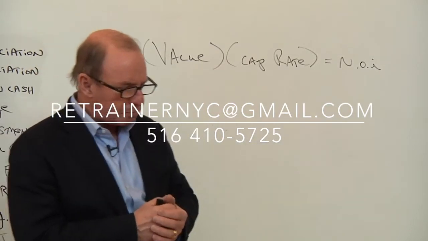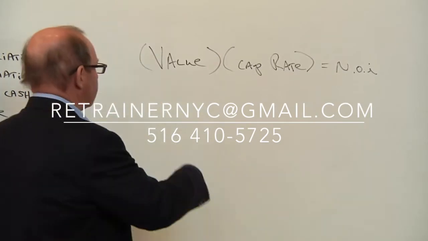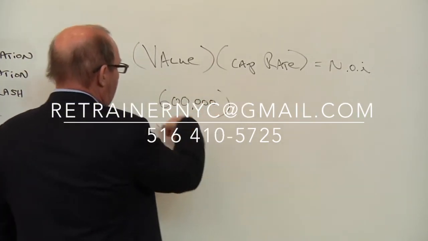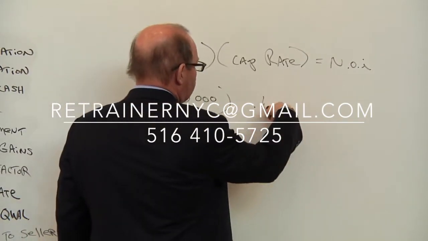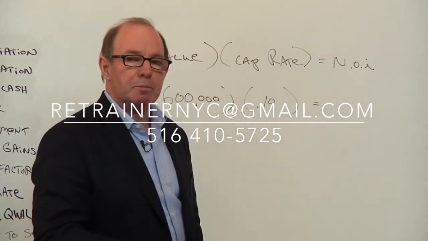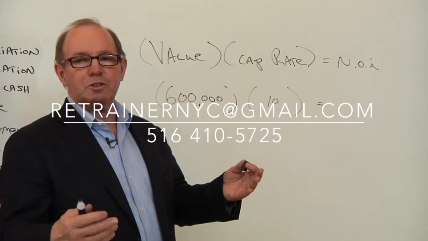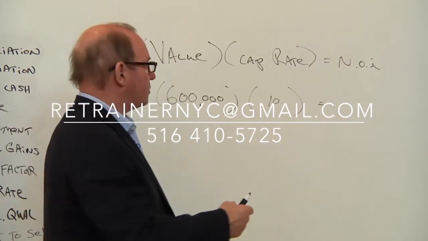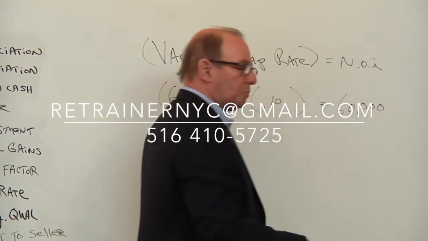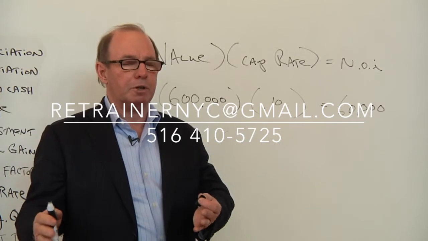Let's do an example. If I purchased a building for $600,000, for example, that's value, and I want to make a 10% rate of return on my invested capital, what's the net operating income for that building going to be? Well, now you're saying, Watson, I didn't need your stupid formula, because clearly 600,000 times 10% is $60,000. But it at least proves to you that my formula works. Value times cap rate equals net operating income.